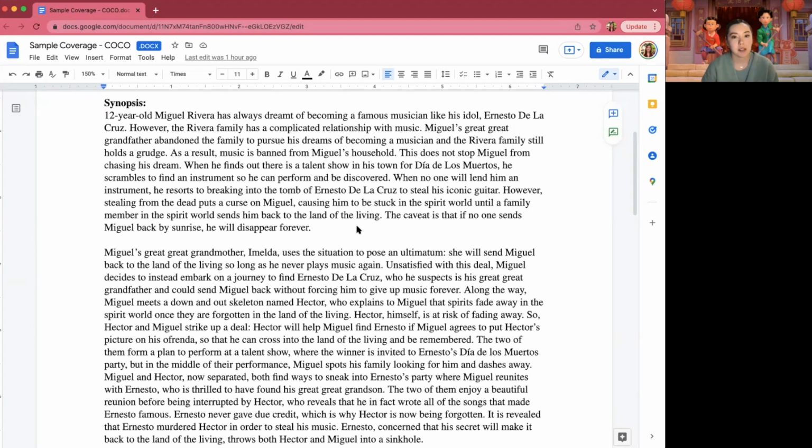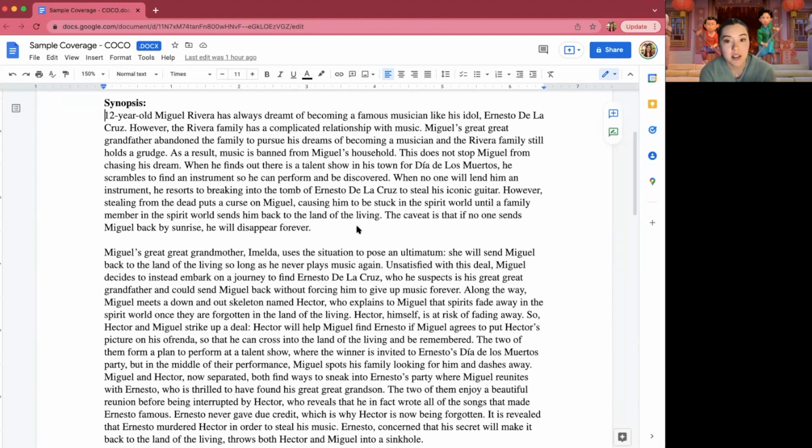However, his family has a complicated relationship with music. Miguel's great aunt, or not great aunt, sorry, Miguel's great great grandfather abandoned the family to pursue his dreams of becoming a musician, and the Rivera family still holds a grudge. As a result, music is banned from Miguel's household. This does not stop Miguel from chasing his dream.